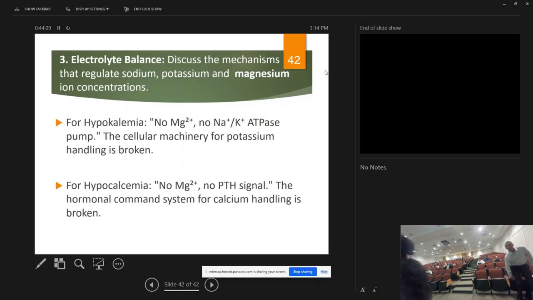Also, it's involved in hypocalcemia. You will learn that later. If there's no magnesium, that will impact that.